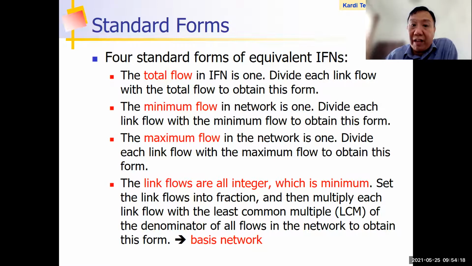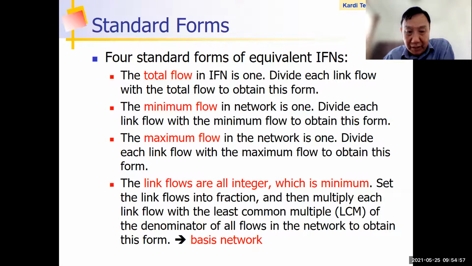If the total flow in the IFN is 1, how do you get this? You divide each link flow by the total flow to get this form. Second is where the minimum flow in the network is 1. That means you divide the link flow by the minimum flow to obtain this form. Next one is where the maximum flow in the network is 1. So how do you get this? You divide each link flow by the maximum flow. The last one is called the basis network. What is this? The link flows are all integers, which is minimum.